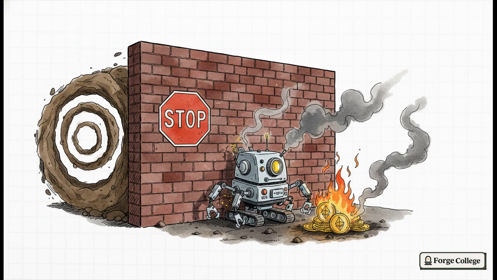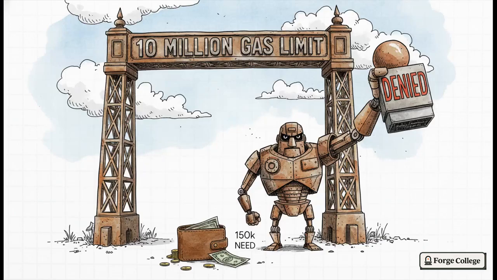Well, what happens? The EVM starts crunching the numbers, hits your 100,000 limit, and then abruptly stops. It halts. It reverts the state back to exactly how it was, and here's the really painful part. It still charges you for the 100,000 gas you used. The network still did the work, you underset the limit, you guaranteed a failure, and you basically burned your own funds for absolutely zero result. Ouch.